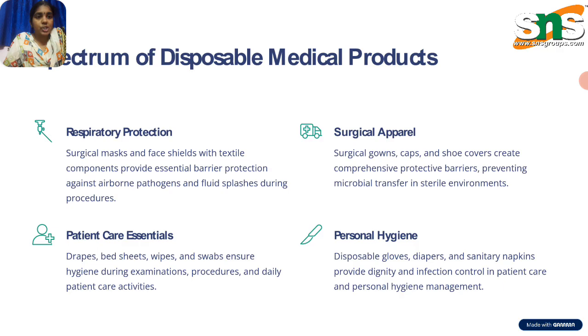And then personal hygiene. Disposable gloves, diapers, and sanitary napkins provide dignity and infection control in patient care and personal hygiene management. Based on the need of the user, the products differ. When we use these products, they are more comfortable and protect us from infections. This is the main concept of designing disposable medical products.